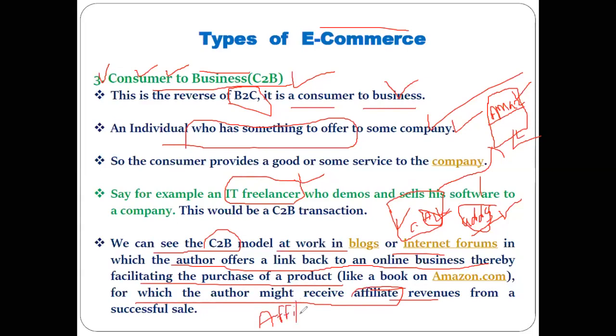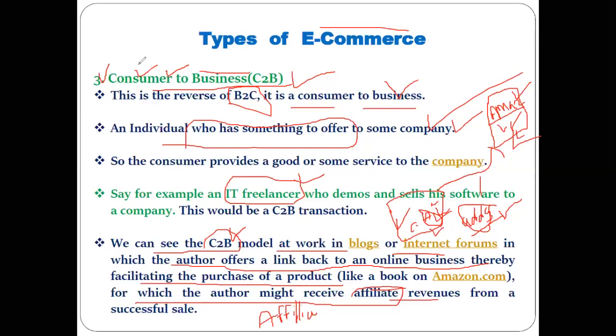This is also called what? Affiliate marketing. You, as a student, can also earn money using this business model. Yes or no? So you can also do affiliate marketing. If XYZ person clicks on your website advertisement and it redirects to Amazon, and that person purchases a mobile from Amazon using your website link, then the Amazon company also gives some money to you, correct? That is nothing but the consumer to business model.